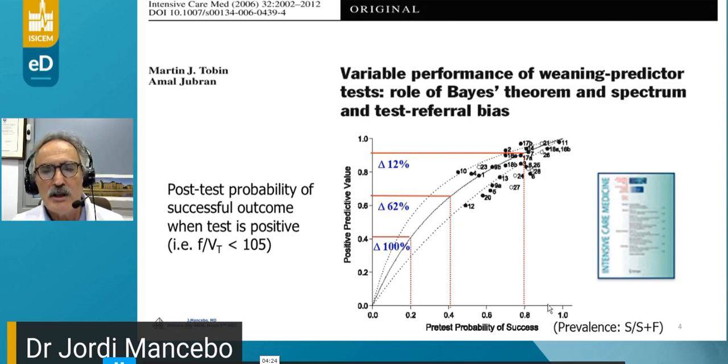On the contrary, if your pretest probability of success is very high, so the patients are almost ready to be successfully extubated, the usefulness of this kind of screening test is very low, since it changes our probabilities by only about 10%.